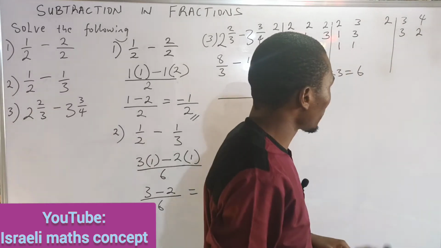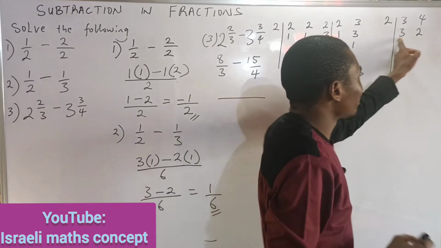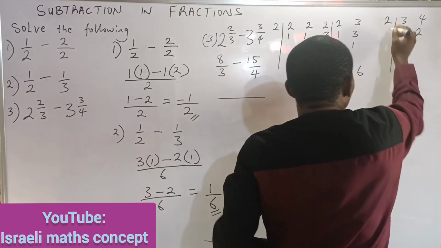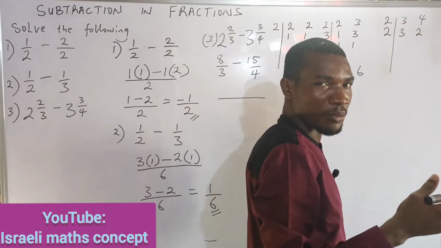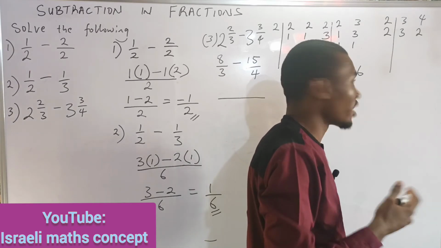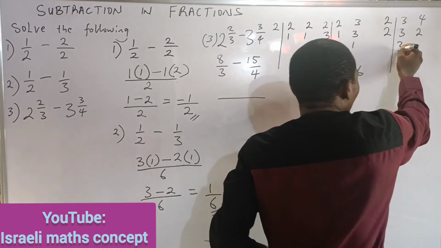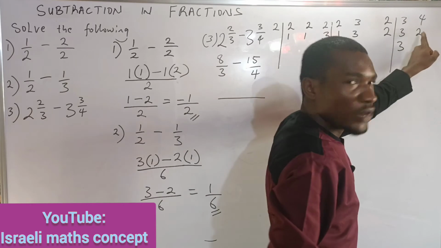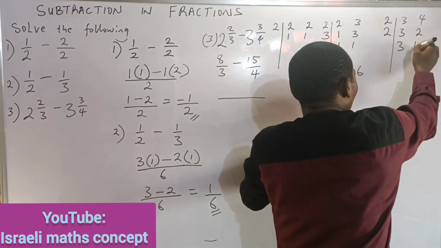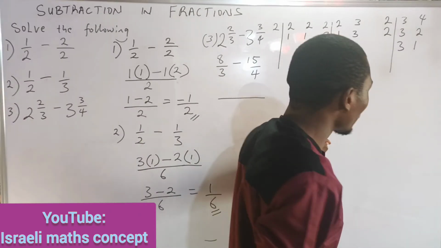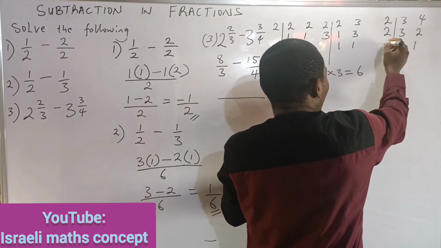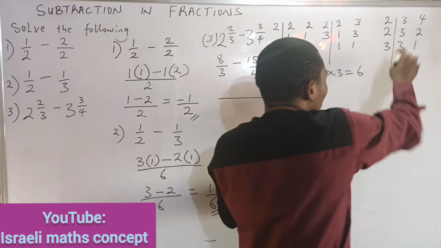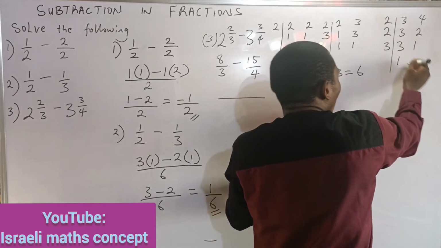Then the next smallest factor that can divide either 3 or 2 is 2. When 2 goes into 3, it cannot divide without remainder, hence we still bring down 3. Then when 2 divide 2, we have 1. Then we are left with 3, and the factor that can divide 3 is 3. And when 3 divide 3, we have 1.